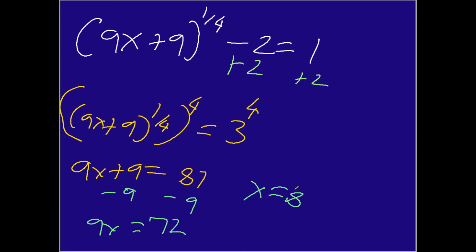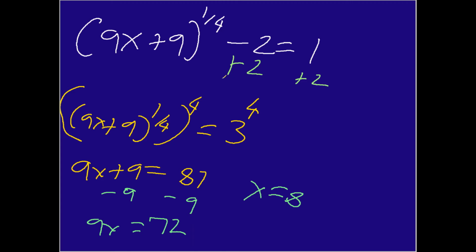Now the key thing here is that you must first move the constant, which in this situation was 2. You must remove that from the side with the expression on it. That's what you have to do first. That's very, very important. And then after you do that, you're able to continue to work.